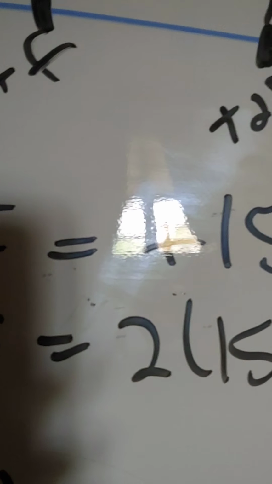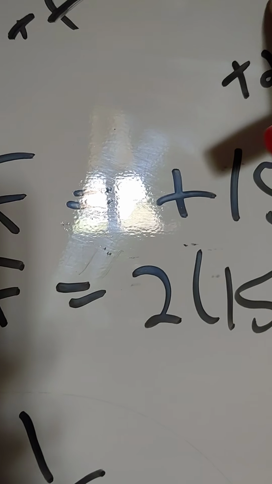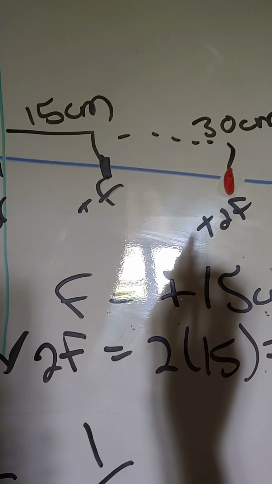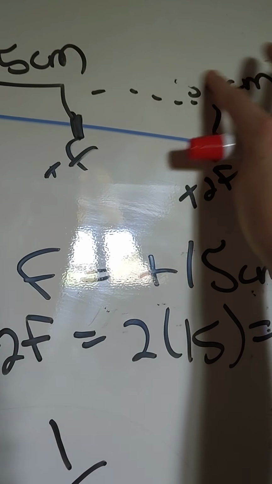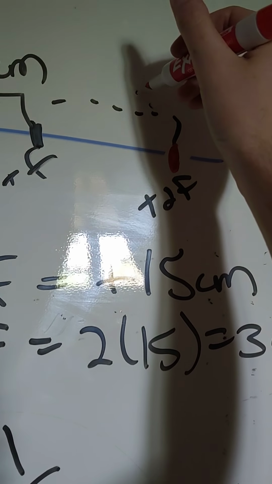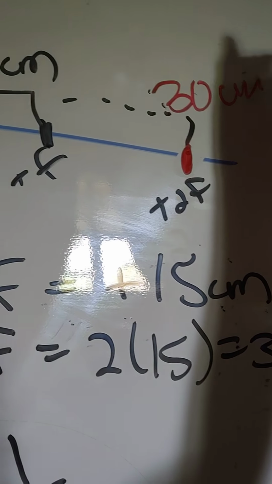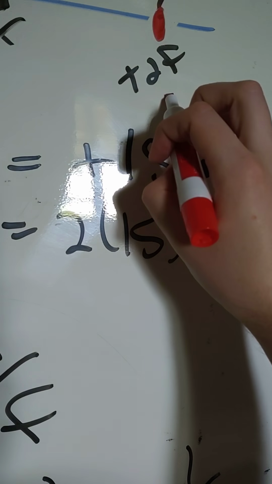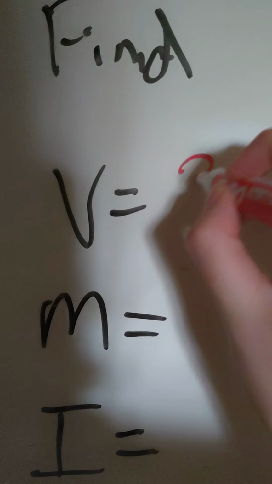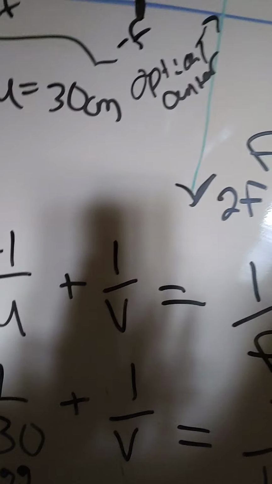So the image is going to be here. That's the distance. So this becomes, I'm going to mark this out because it is 2F. It is the same thing, but the image distance is 30. So V equals the positive 2F, which is 30 centimeters. So we're going to throw that over here. 30 centimeters.